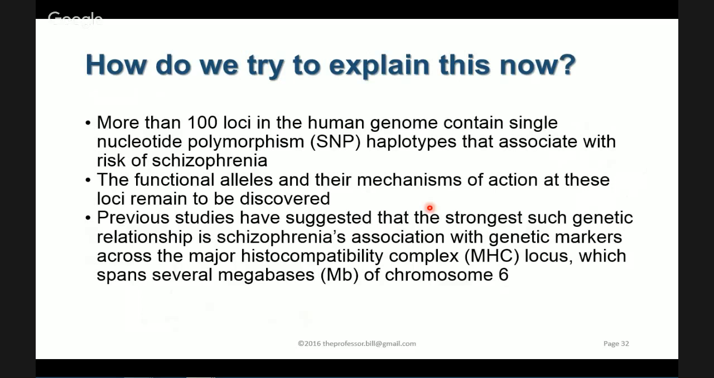People were looking at that going, what are you talking about? How is that possible that we get these haplotypes occurring in schizophrenia? And it was a big mystery. People couldn't figure out why this was the case.